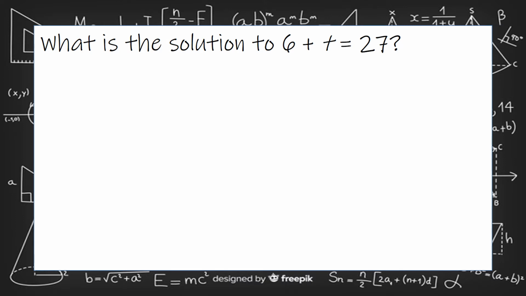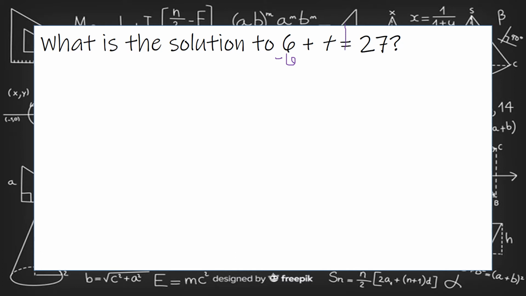What is the solution to 6 plus t equals 27? So we're working on one-step equations. We're going to do the opposite of whatever they tell us to do. So 6 plus t equals 27. I want to get the variable by itself, and it wants everybody away from it. So if the 6 is being added to it, I need to get it away by doing the opposite. So I'm going to subtract it.